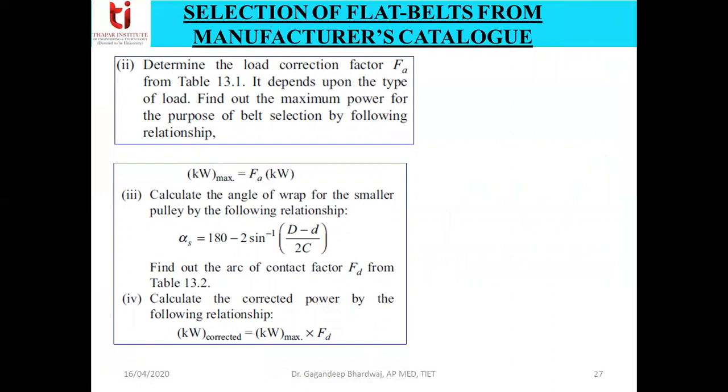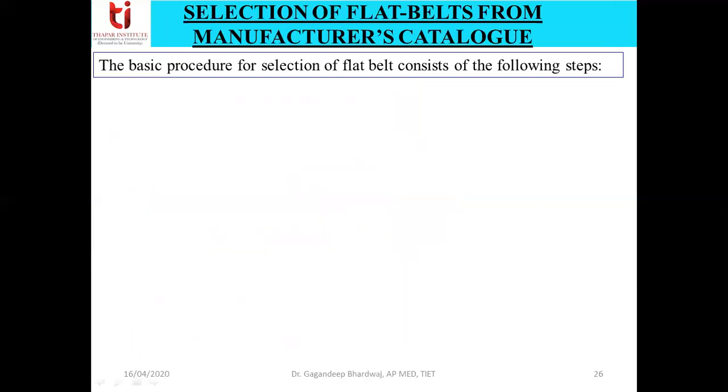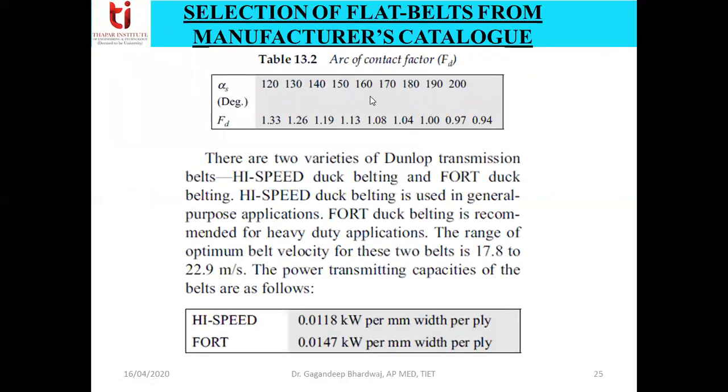Then you have to calculate the wrap angle. So this wrap angle is given as alpha s. From this you can calculate the value of alpha s. So according to alpha s, you can calculate the value of parameter FD, which I have already discussed. So if the value of FD is given for alpha 150, 160, and if the angle lies between, suppose the angle is 155 or 165, then you will use linear interpolation in order to calculate the value of this parameter at that particular angle.